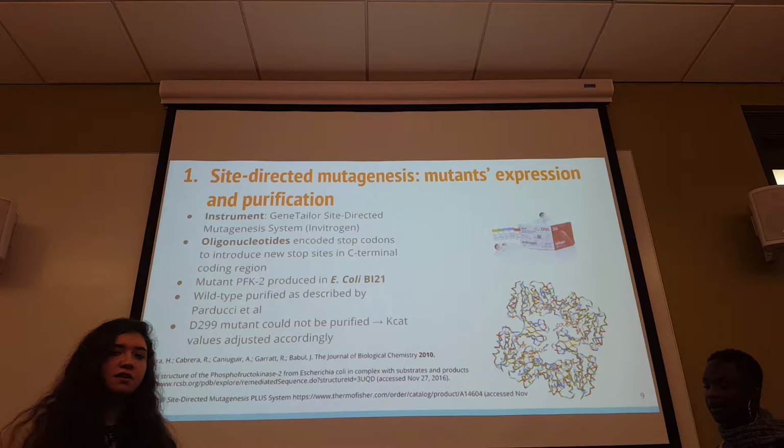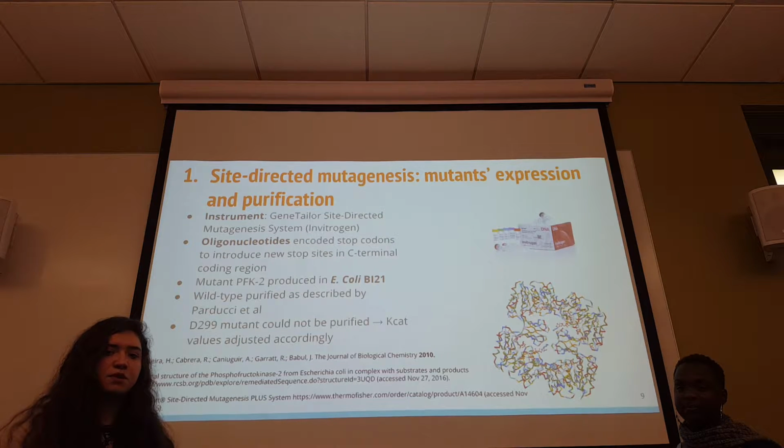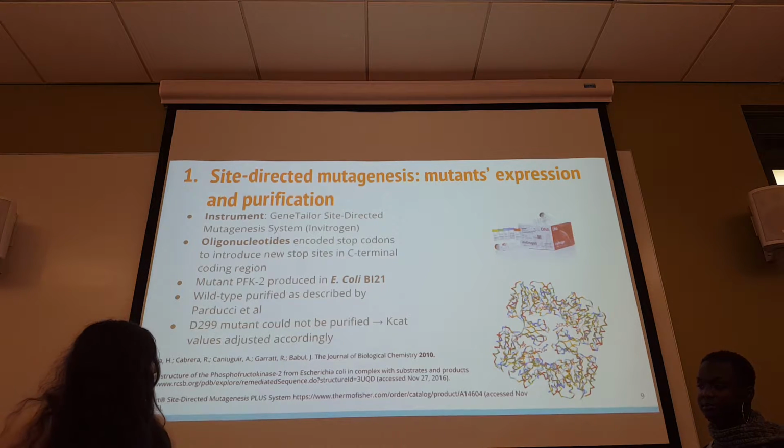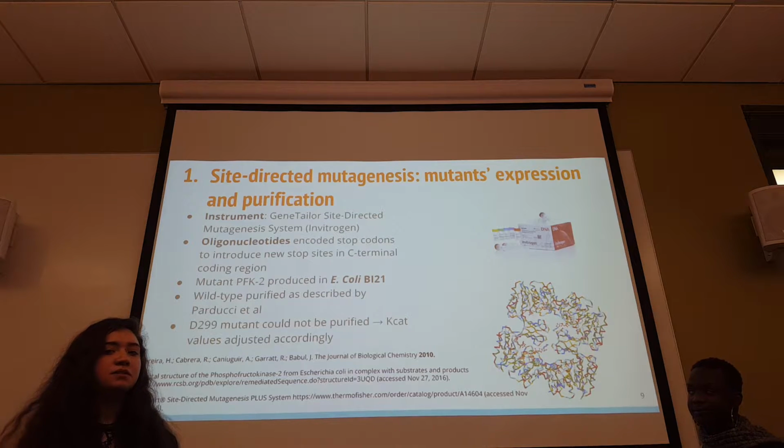So the first part of the methods and materials of this paper was generating the mutants for this project, mutagenesis. They did this by inserting stop codons in the C-terminal region of the enzyme. This therefore cut off additional amino acid residues towards the end of the enzyme and therefore generated the mutants. It's also important to note that the D299 mutant could not be purified in this experiment, and therefore they had to adjust the kcat values accordingly.